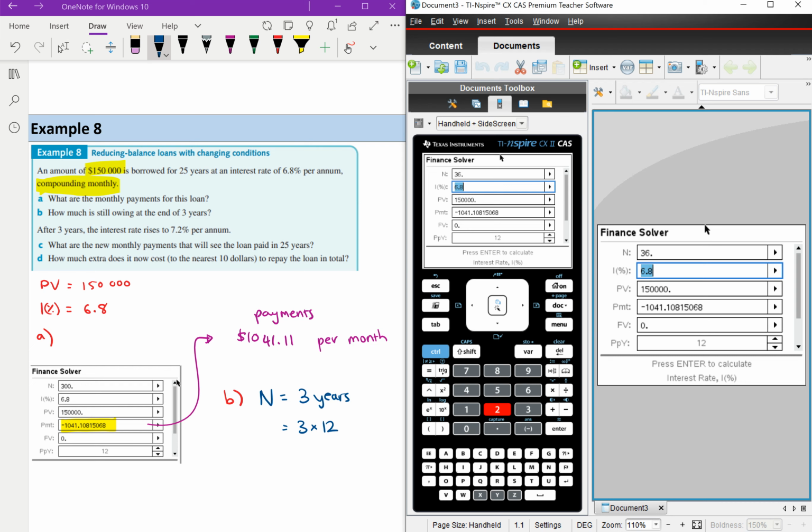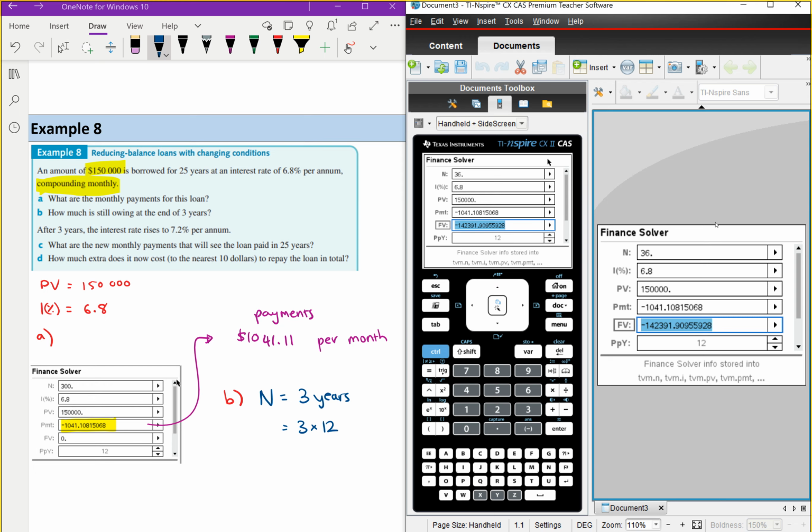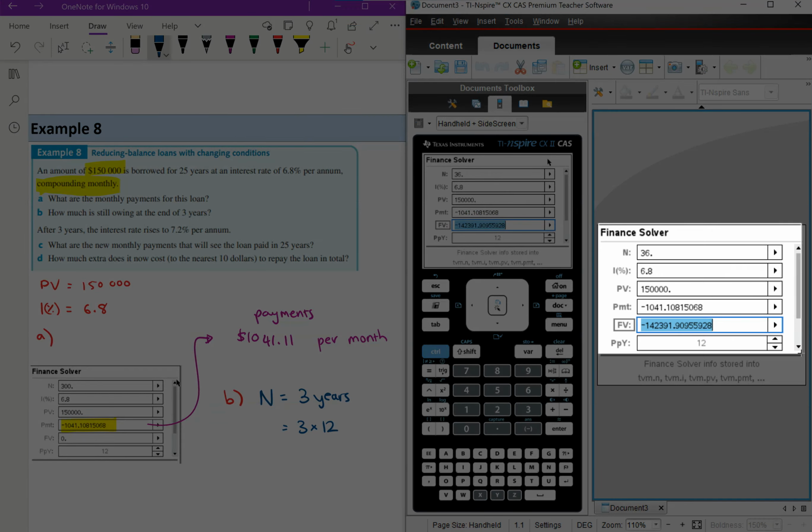It is still 6.8. My PV, which is present value, I still borrowed 150,000, and I know I'm doing payments of $1,041.11, and I'm paying 12 times every year. Now I want to know my future value. So after 36 payments, what's my future value, which is what's the value at that point. So I press enter in FV, and you can see here it tells me that I have 14,000. I'm just going to screenshot this just so we can keep a record of what I'm doing.